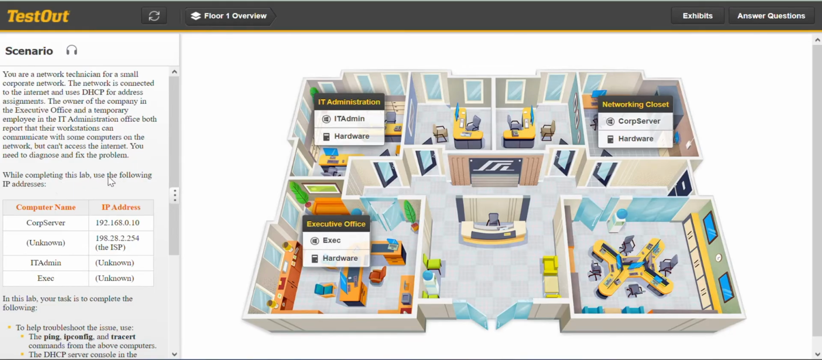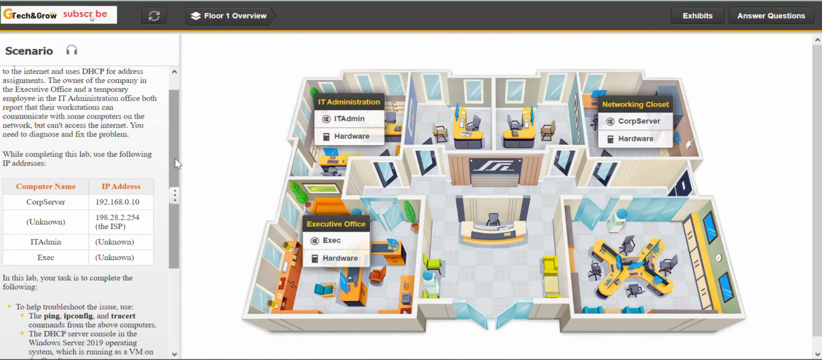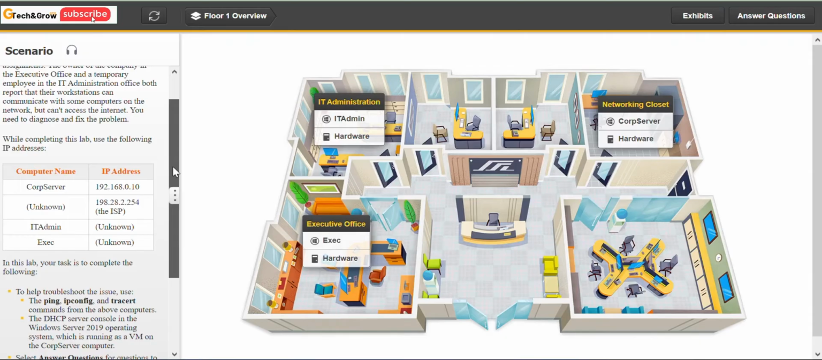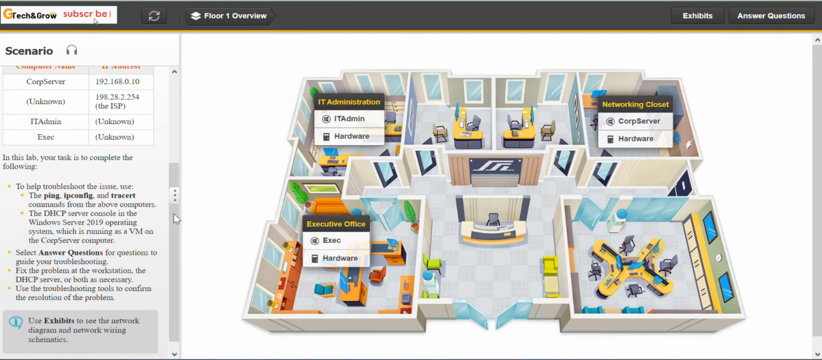While completing this lab, use the following IP addresses. So we have been given IP addresses to use to troubleshoot and complete the task in this lab. In this lab, your task is to complete the following to help troubleshoot the issue. Use the ping, ipconfig, and tracert commands from the above computers.